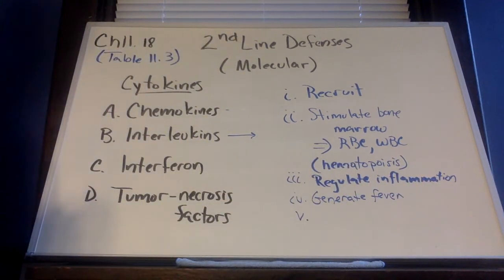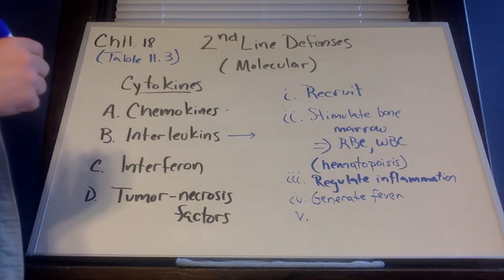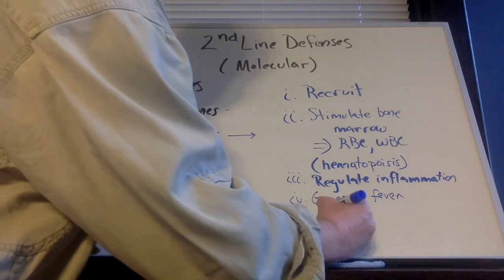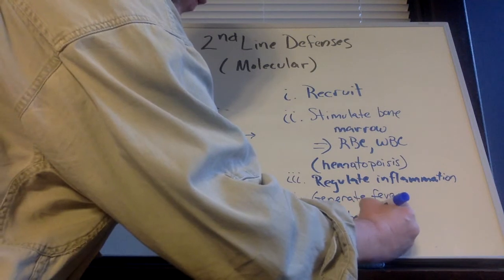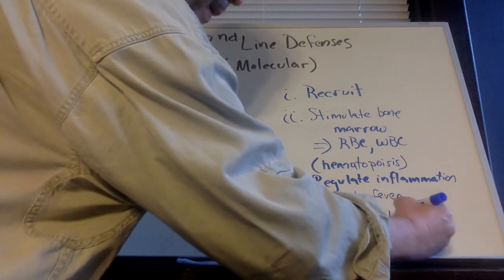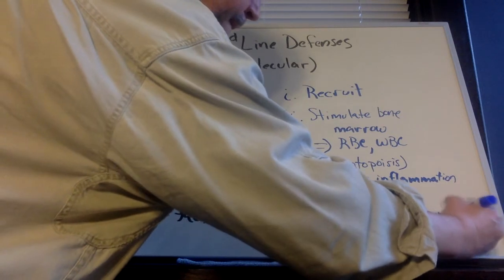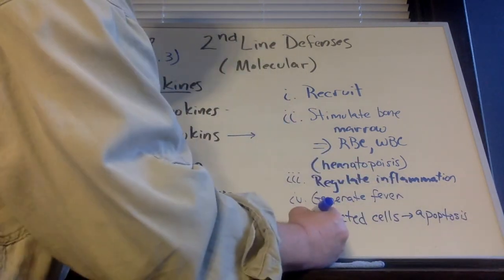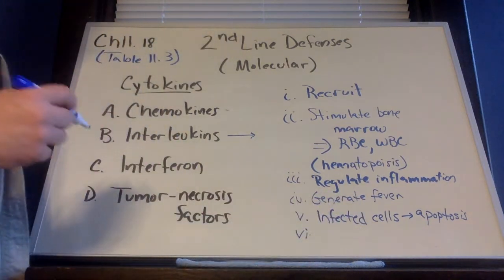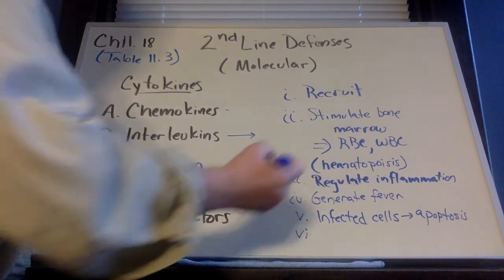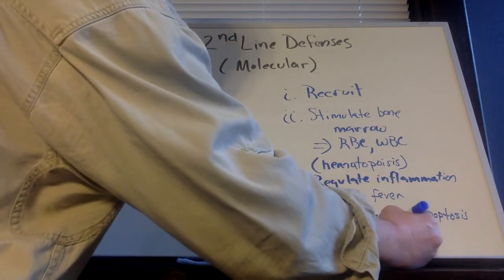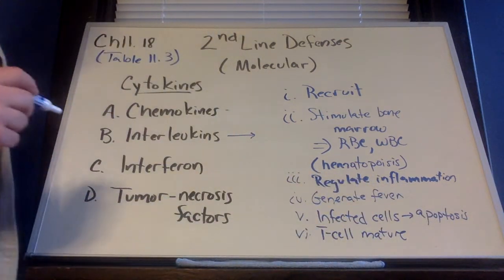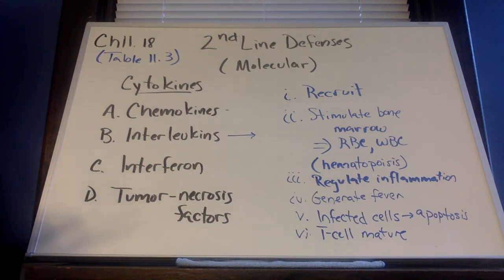A 5th role of our interleukins is that if I do have a cell that's infected, this can actually signal them to undergo self-programmed death or apoptosis. And when we get to chapter 12, when we have to learn how to train our T cells, part of our 3rd line of defense, these will be one of the chemicals that will allow T cells to mature. So interleukins, as you can see, play a very big role.